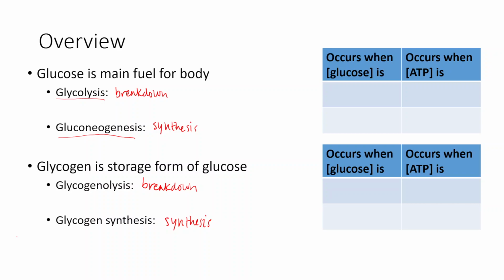So on the right, we have boxes. All of these 4 different pathways are regulated by concentration of glucose and concentration of ATP. So availability of fuel or reactants and availability of energy currency. So take a moment and fill in the boxes. Are all these 4 processes going to happen when glucose and ATP are at high levels or low levels? Take a few minutes and then we'll discuss it together.